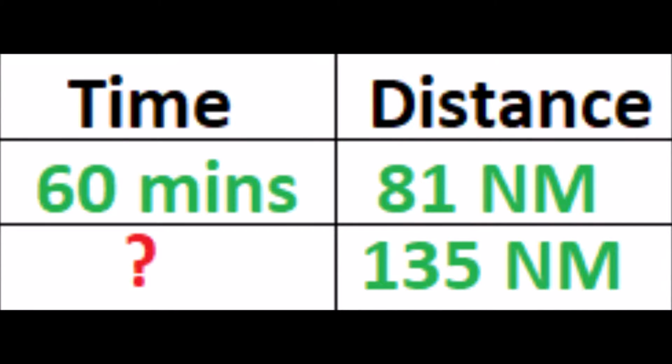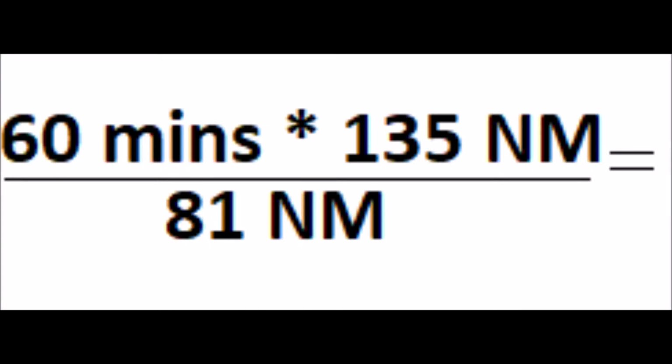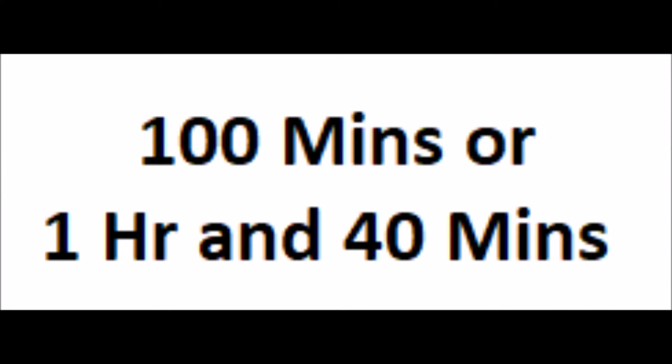With this information, now we can calculate our time en route. If in 60 minutes we travel 81 nautical miles, how many minutes will it take to travel 135 miles? We multiply 60 times 135, and then we divide it by 81. And we get 100 minutes, which is the same as 1 hour and 40 minutes.